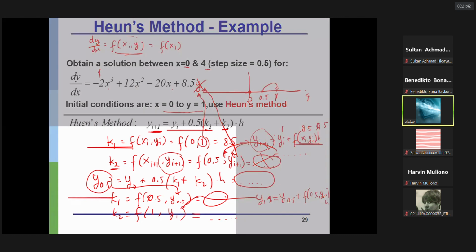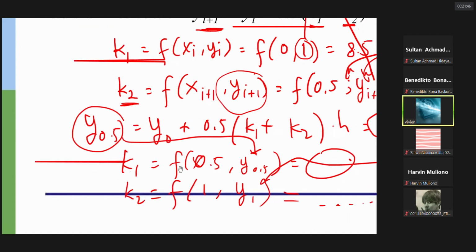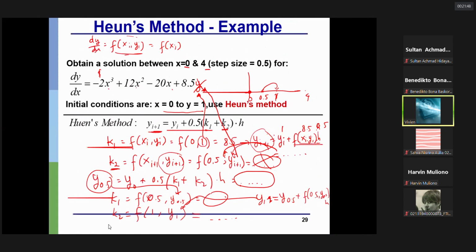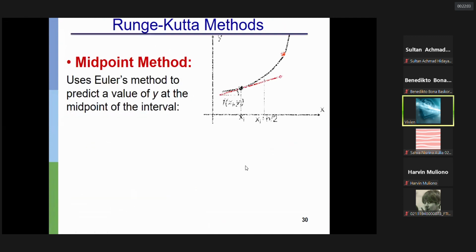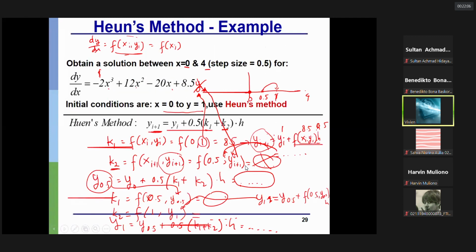Again, to calculate y1, that will be equal to y at 0.5 plus 0.5, the average of k1 and k2, the new values of k1 and k2 here, times h. So that will be the new value for y1. Okay, so this is for Heun's method. This is an example of how we do the calculation with Heun's method. Okay. Any question?